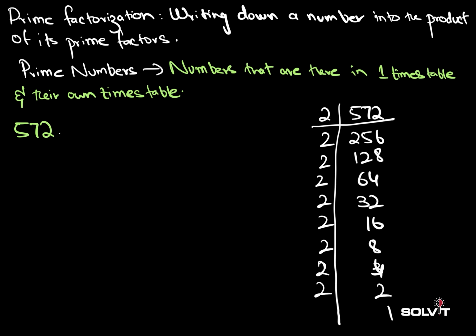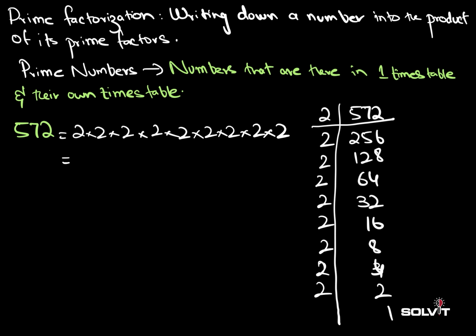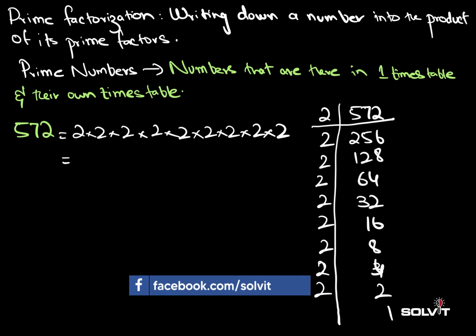So can I say that it becomes 2 into 2 into 2 into 2 into 2? How many times 2 basically? 1, 2, 3, 4, 5 and 9. So that means this is how it's done. So this is the prime factorization of 572.